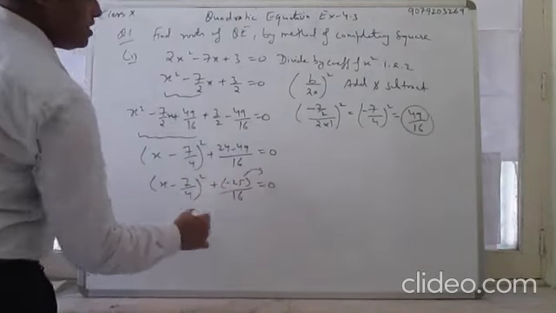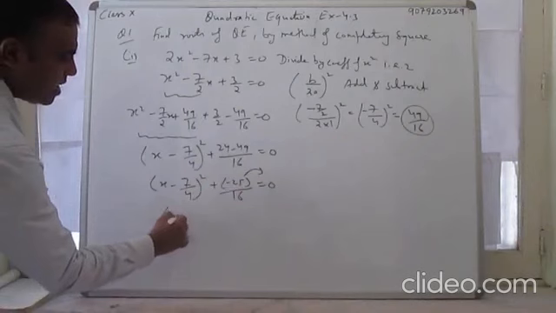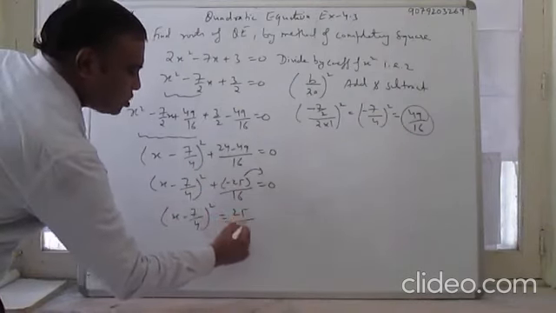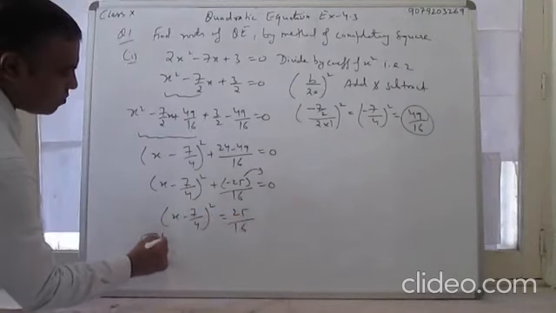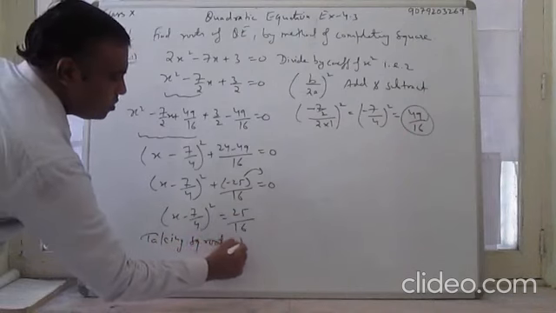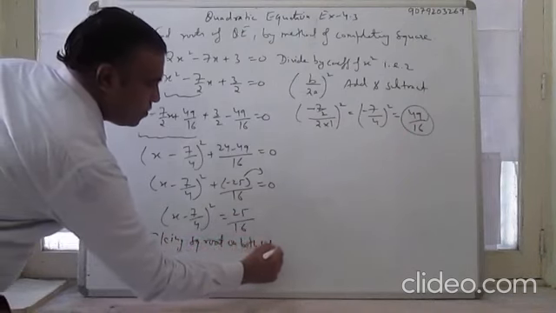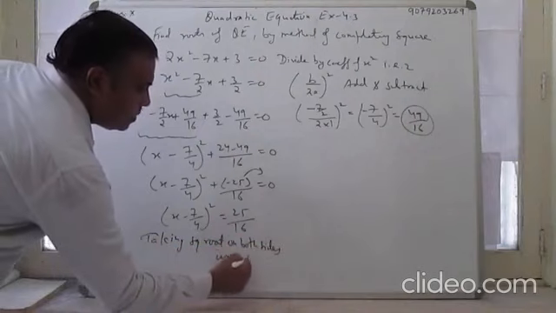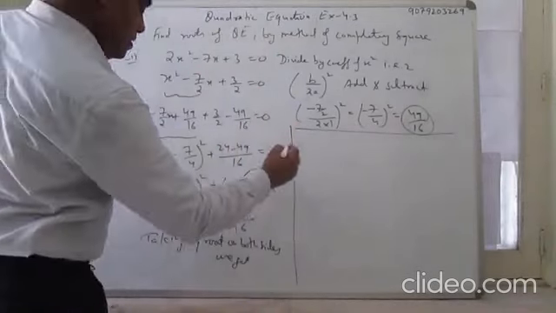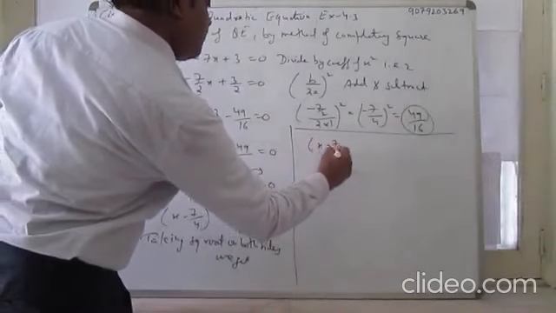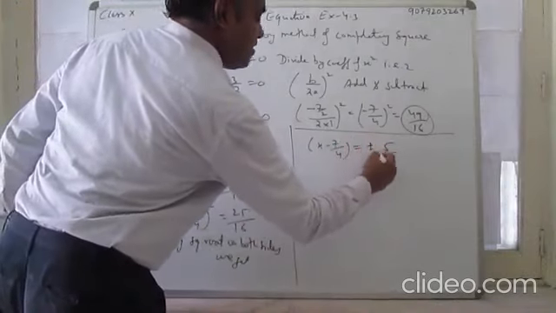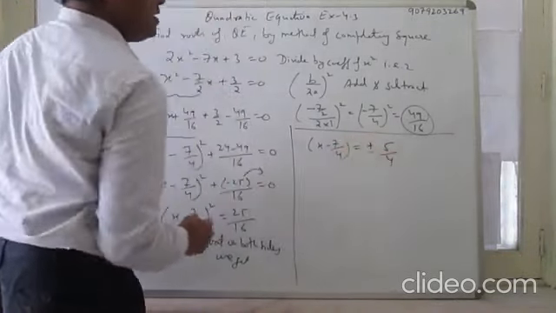Now transpose this that side, so it becomes plus x minus 7 upon 4 whole square is equal to 25 upon 16. Taking square root on both sides, we get, see here, x minus 7 by 4 is equal to square root लेंगे 25 का क्या आ जाएगा? 5 और 4. There are two signs, plus and minus.